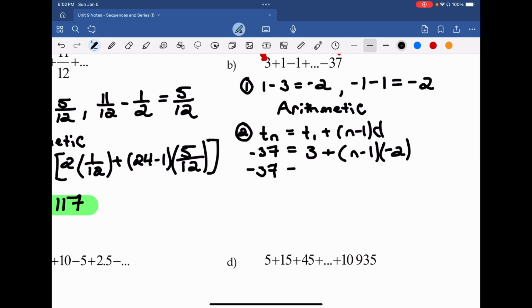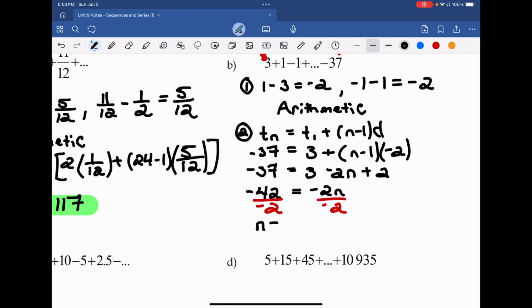Now, expanding this, I get -37 equals 3 minus 2n plus 2. Well, 3 plus 2 is 5. -37 minus 5 is going to give us -42, which is equal to -2n. And if I divide both sides by -2, which would be the appropriate step, I'm going to end up getting that there are 21 terms in the given series.